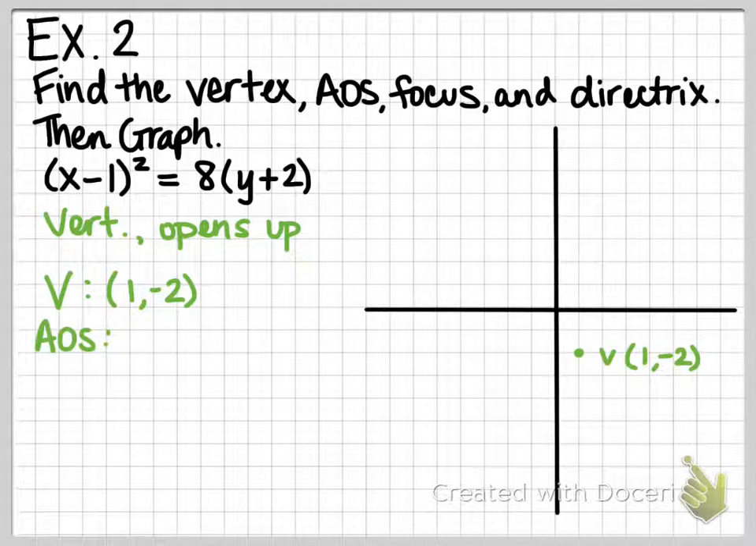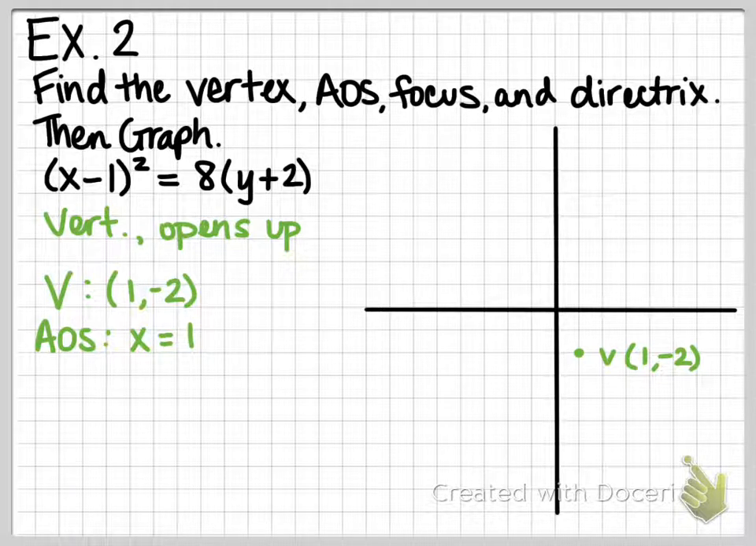Okay, then we do our axis of symmetry. Since this parabola opens up, my axis of symmetry is also going to go up and down. So that's an x equals equation, and it's always x equals whatever the x equals. So x equals 1.